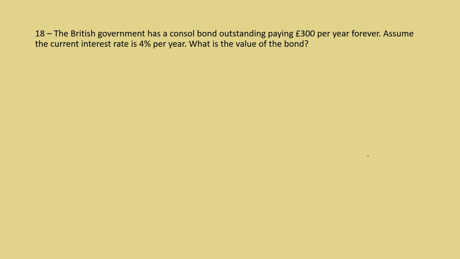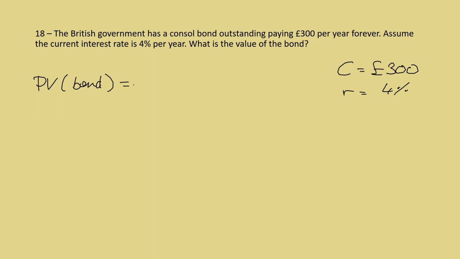Exercise 18 says the British government has a consul bond outstanding paying £300 per year forever. Assume the current interest rate is 4% per year. What is the value of the bond? Okay, so what they're asking us is the present value of the bond. Okay, so let's write down what we know. We know that the consul bond is paying £300 per year forever. So we know that the cash flow is £300. And then we also know that the interest rate, R, is 4% per year.